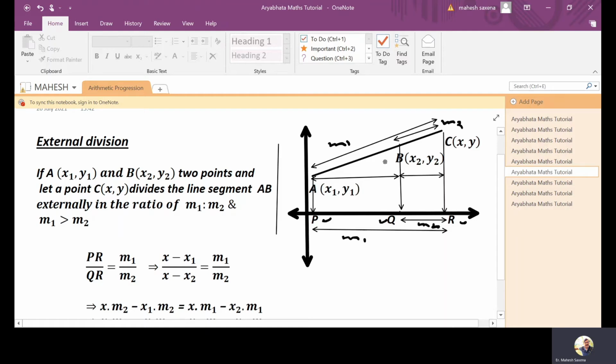In this case, PR is equal to x minus x1, and QR is equal to x minus x2. So (x minus x1) upon (x minus x2) is equal to m1 upon m2. When we cross multiply, we find that x into m2 minus x1 into m2 is equal to m1 into x minus m1 into x2.